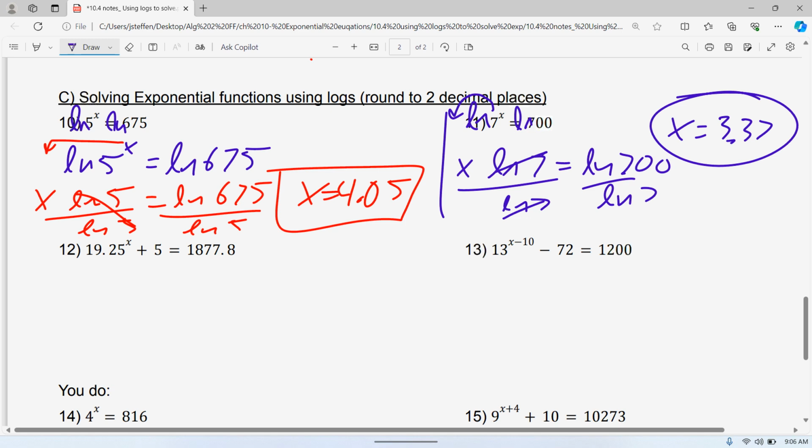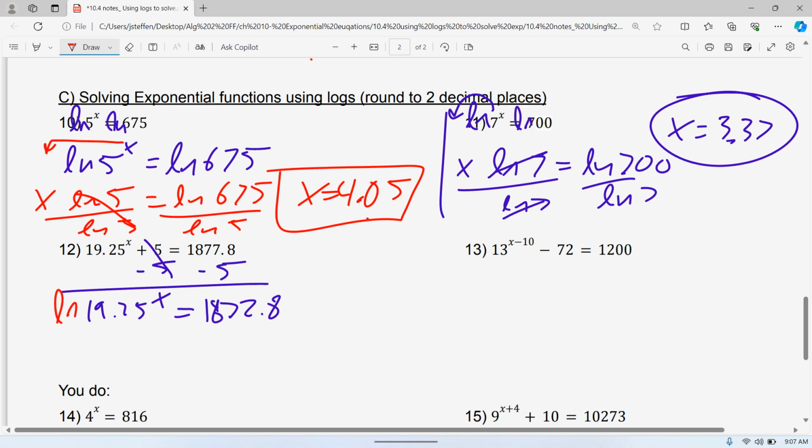So what we'll do is get that exponent by itself, so I subtract 5 from both sides. 0.25 raised to the x is equal to 1877.8 minus 5. Again, I just use the calculator. And then from here, take the natural log of both sides. X goes in front.